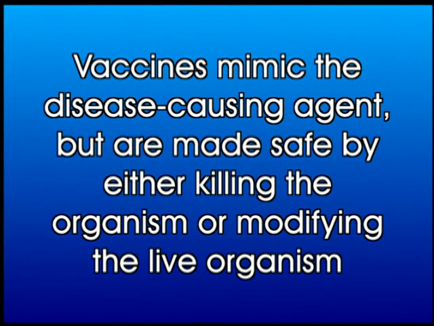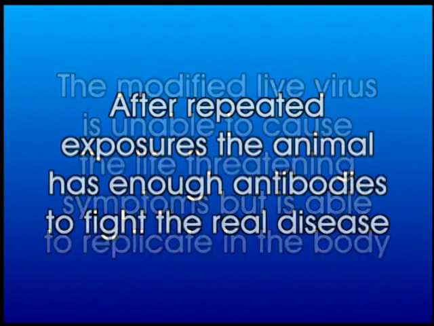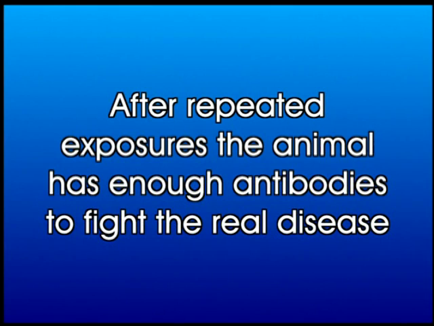Let's review the high points. Vaccines mimic the disease-causing agent, but are made safe by either killing the organism or modifying the live organism by attenuating it. This modified live virus is unable to cause the life-threatening symptoms, but is able to replicate in the body, stimulating antibody production. After repeated exposures, the animal has enough antibodies to fight the real disease.